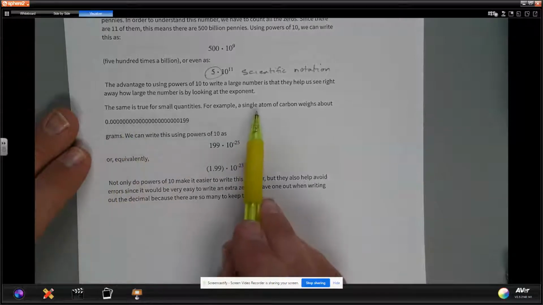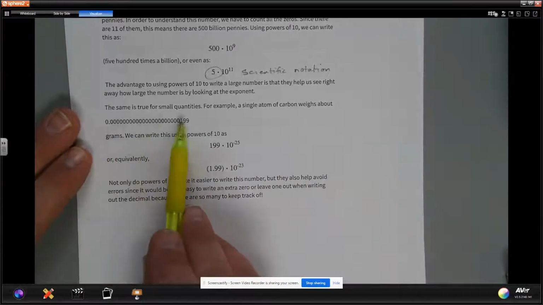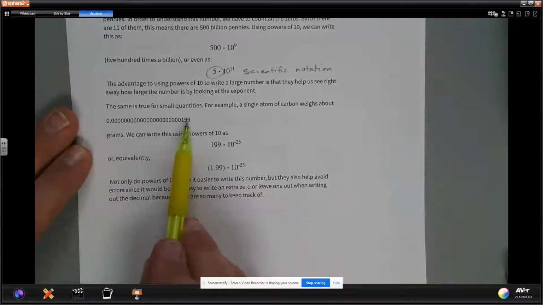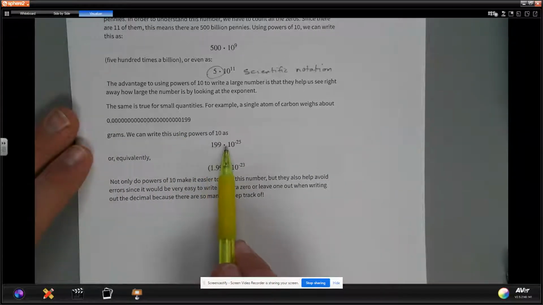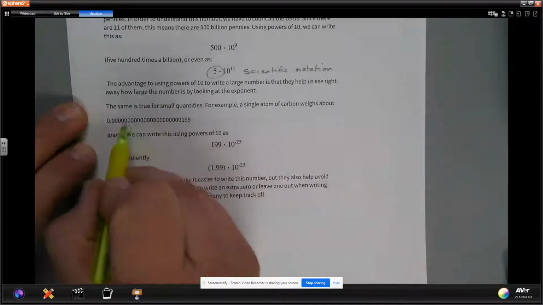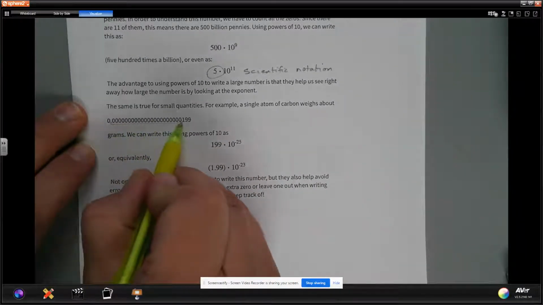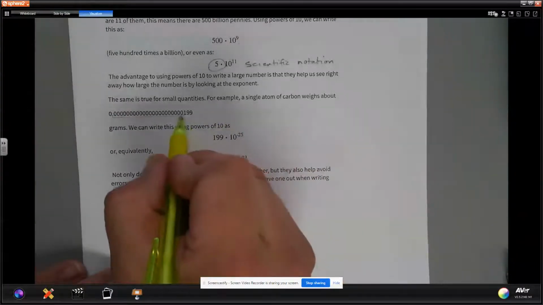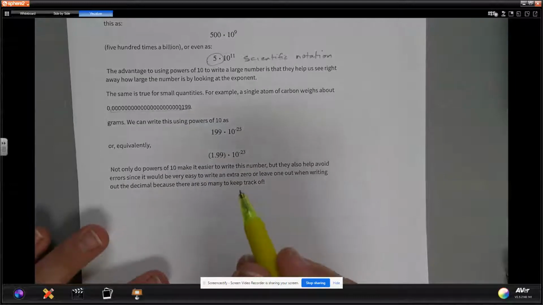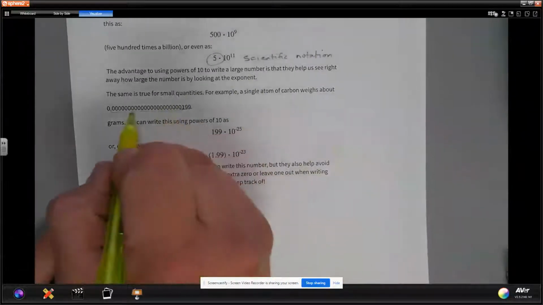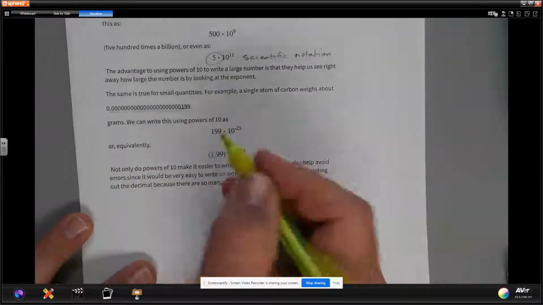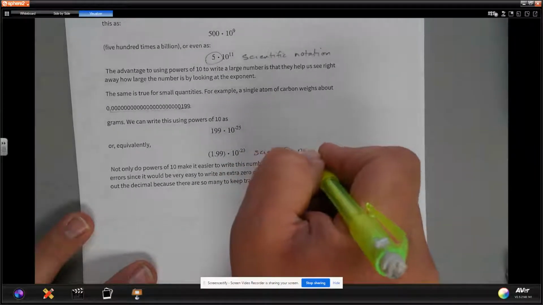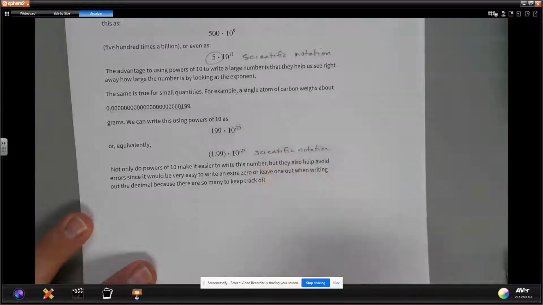When we look at this, a single atom of carbon weighs this many grams, 199. I wouldn't know how to say that number without putting a lot of effort into it, but I could say 199 times 10 to the negative 25th power. That tells you that there are 25 zeros here. And when I look at that value and the equivalency with that piece, I have to recognize that this one right here, scientific notation, is the proper way that we would actually write that value.